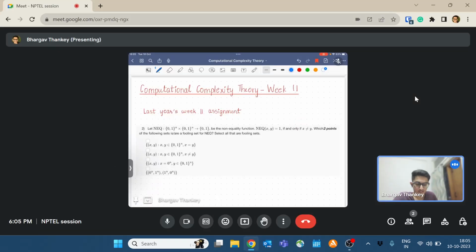Okay, so let's start. Welcome to week 11's problem solving session for computation complexity theory. What we'll do today is we'll first solve last year's week 11 assignment. Then we'll solve this year's week 11 practice assignment. And then, depending on how much time we'll have, we'll solve this year's week 10 assignment, whose deadline is passed.